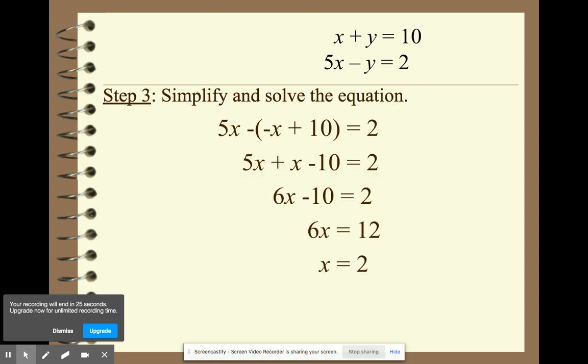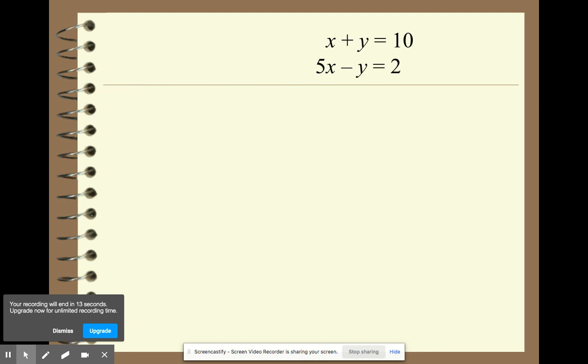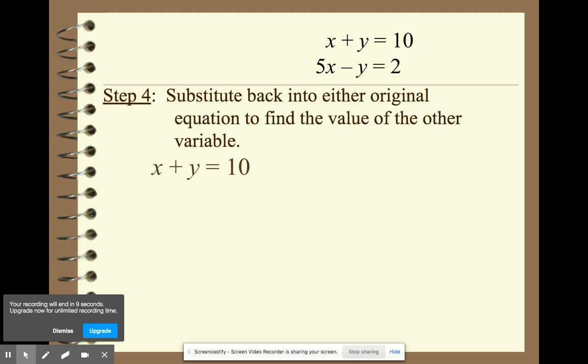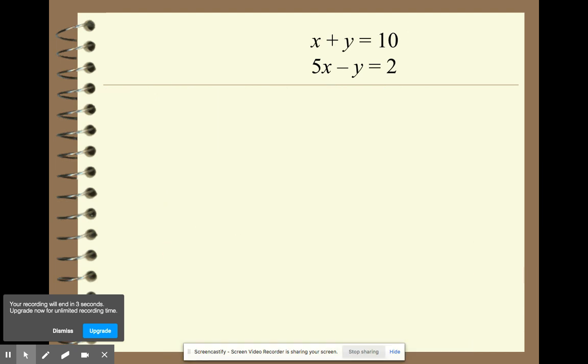We'll go through that process of solving it. Simplify your parentheses to have 5x plus x minus 10. 5x plus x is 6x. Add 10 on both sides to get 12. Divide by 6, x is 2. Step four, substitute that in, right? If we know x is 2, subtract 2 on both sides. Now we know y is 8. Your answer is 2, 8.